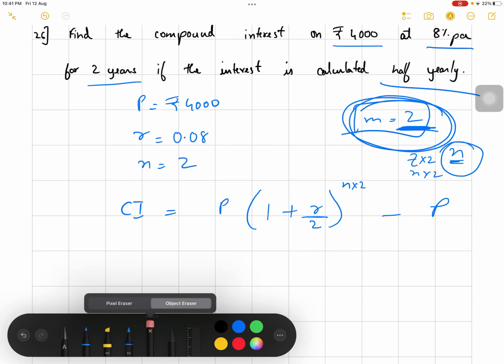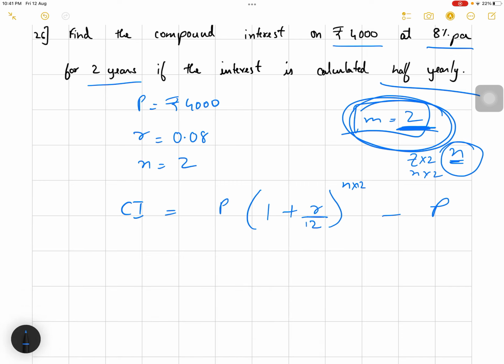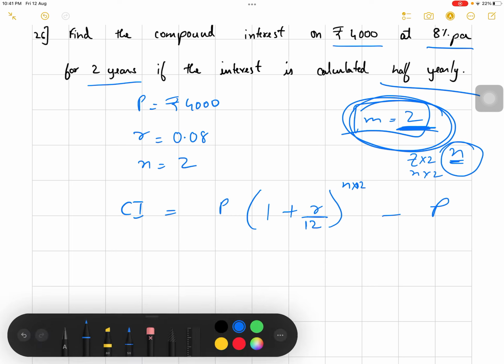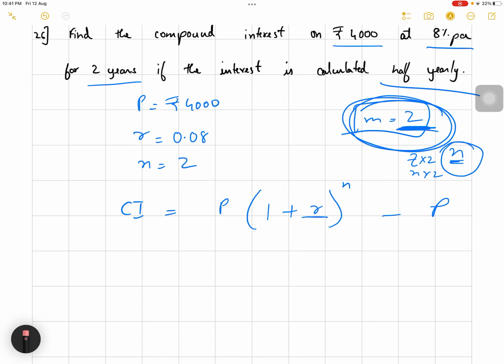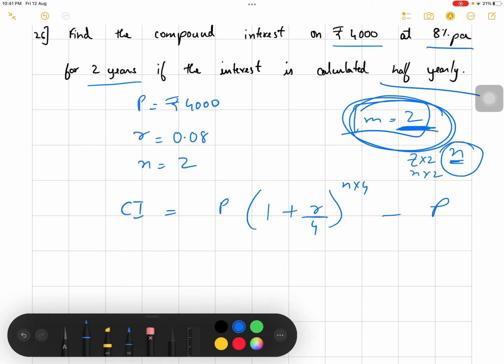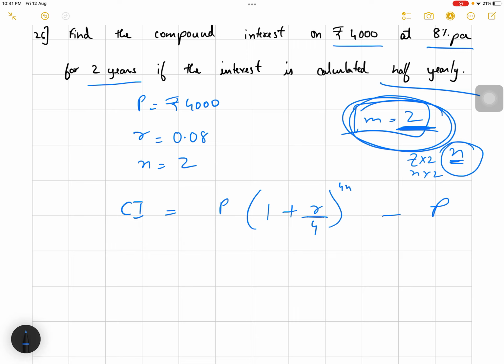Now in the question, if instead of half yearly it was given monthly, then what would you have done? You would have done N into 12 and R divided by 12. Monthly means 12 times in a year, right? Interest is compounded 12 times in a year. If quarterly was given, then you will do N into 4 and R divided by 4. N into 4 is 4N, right?